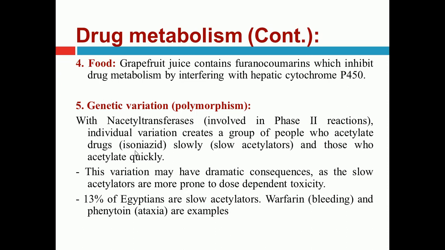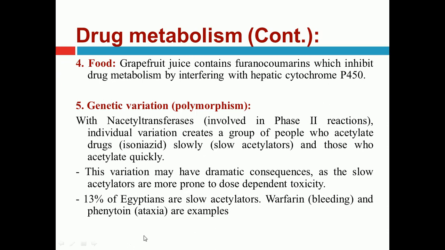If you give the same dose of 100 mg isoniazid to slow acetylators, they will slowly metabolize it. This is a phase 2 reaction. They will slowly metabolize the drug, so the drug will be excreted out of the body very slowly. Other individuals belonging to set 2, the fast acetylators, will very quickly metabolize the drug and excrete it out of the body. Thereby they need greater doses compared to slow acetylators.